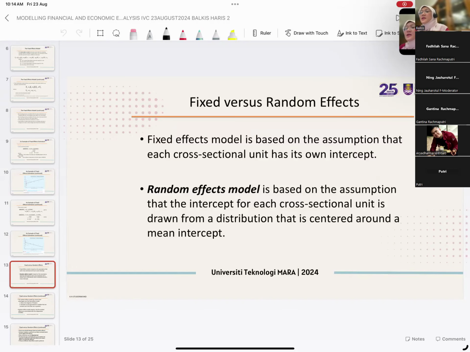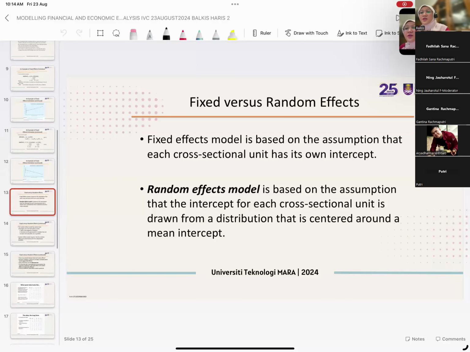Under panel data, we have random effects and fixed effects. The fixed effect model is based on the assumption that each cross-sectional unit has its own intercept. And the random effect model is based on the assumption that the intercept for each cross-sectional unit is drawn from a distribution that is centered around a mean intercept. So that is the main difference between fixed effects and random effects.